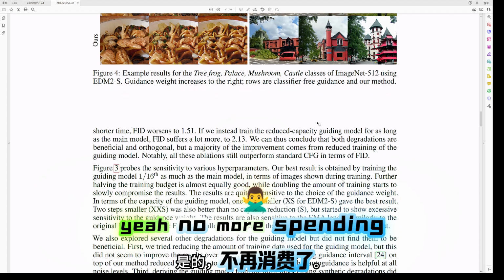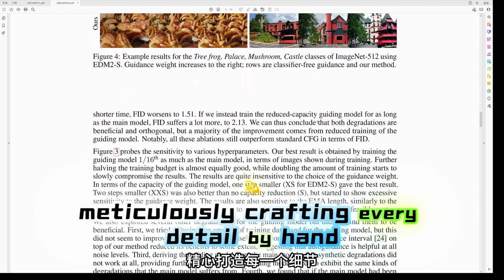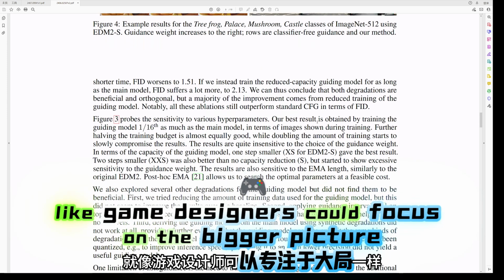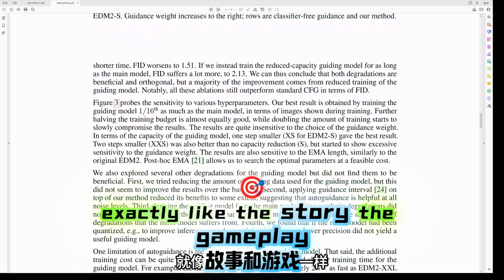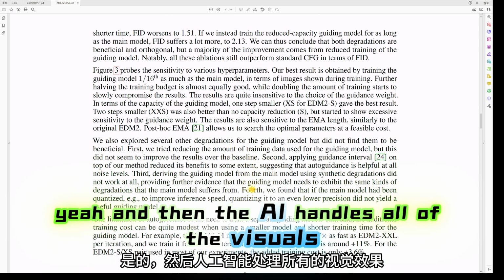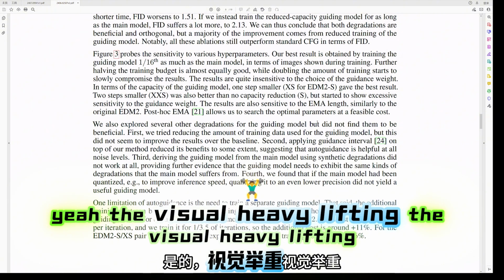No more spending countless hours meticulously crafting every detail by hand. Game designers could focus on the bigger picture, like the story, the gameplay. And then the AI handles all of the visuals. The visual heavy lifting.